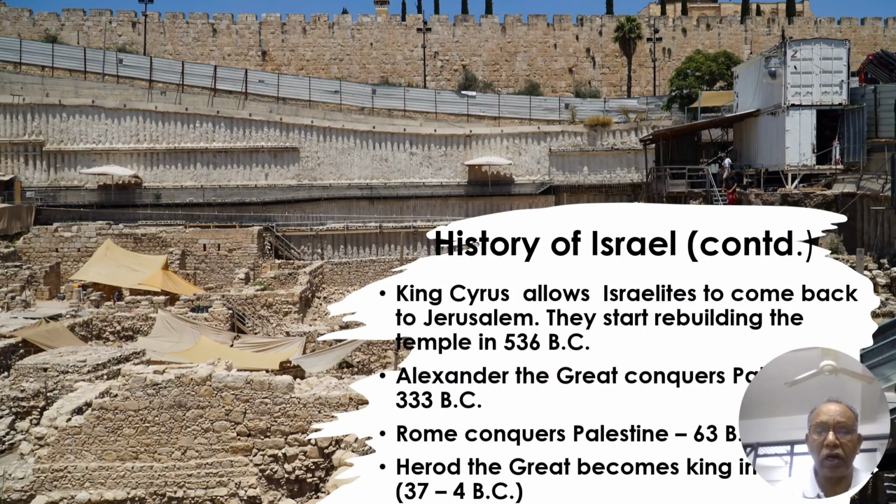King Cyrus allowed Israelites to come back to Jerusalem. They started rebuilding the temple in 536 BC. Alexander the Great conquered Palestine in 333 BC. Rome conquers Palestine in 63 BC. Herod the Great was the king of Judea between 37 and 4 BC.